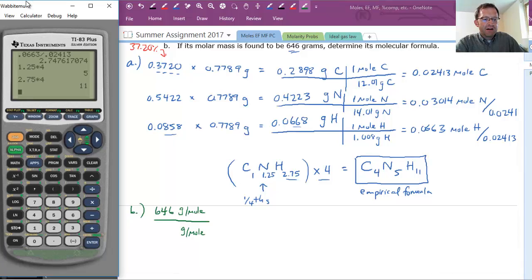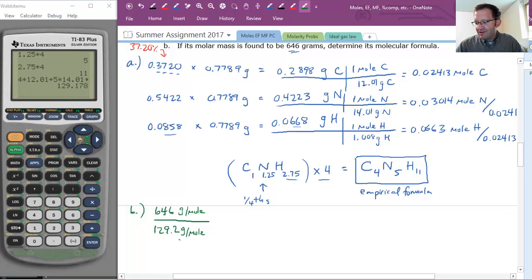So go back to my calculator, and I need 4 carbons, C4, so 4 times 12.01. Plus, I need, let's see, 5 nitrogens. So 5 times 14.01, that's my nitrogen mass. Plus, I need 11 hydrogens. That's 1.008 for a grand total of 129.2.